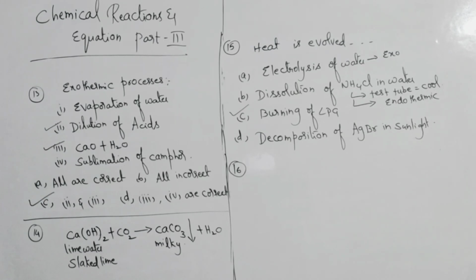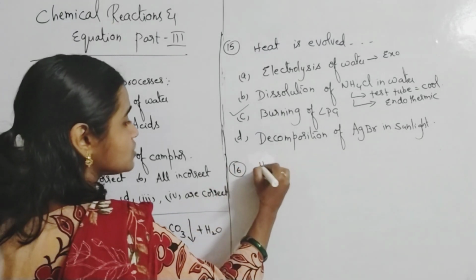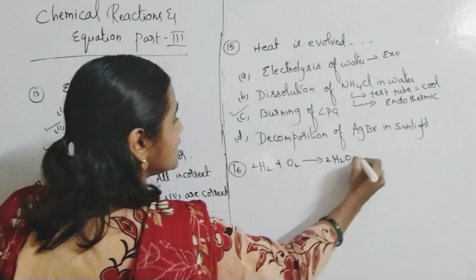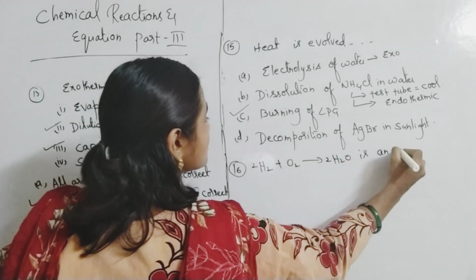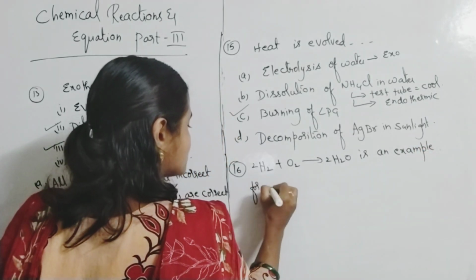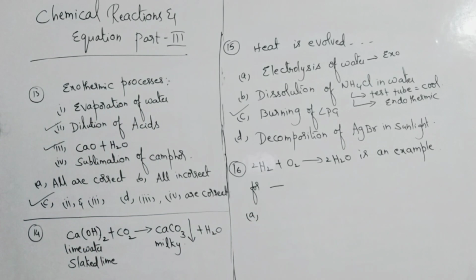The reaction of H2 gas with oxygen to form water is an example of dash. 2H2 plus O2 gives rise to 2H2O. This is an example of dash. Option A is combustion reaction, redox reaction, exothermic reaction, all the above. That is the option given to you.